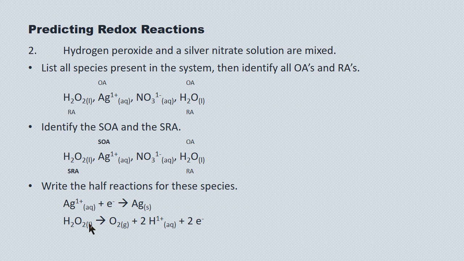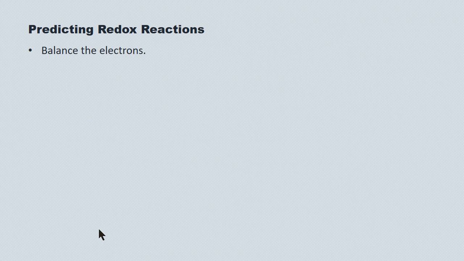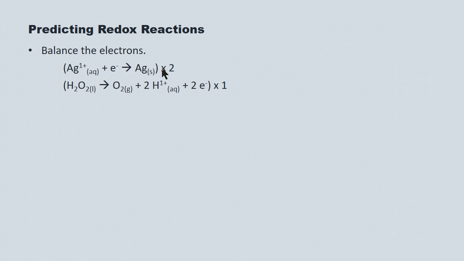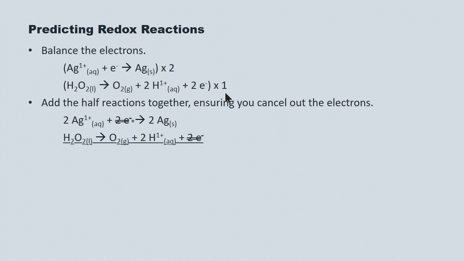We have to employ multipliers as the next step to cancel out the electrons, so the reduction has to be multiplied by 2, and the oxidation multiplied by 1. And then we add the half reactions together, and we ensure that the electrons are cancelled, both in the reduction and in the oxidation. So this is our overall redox reaction right here.